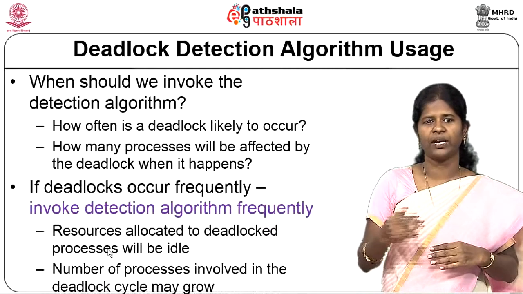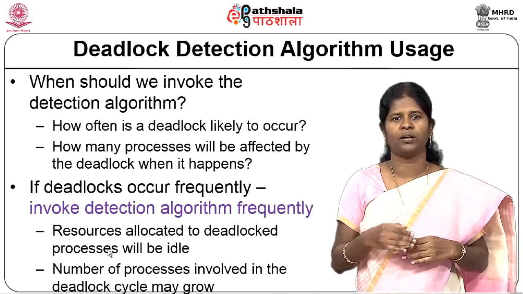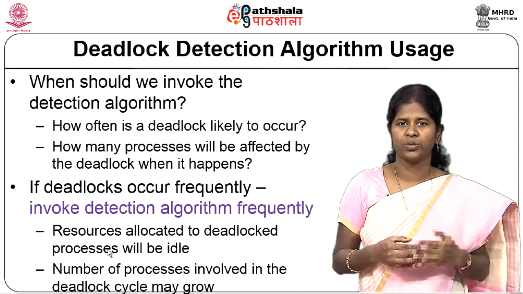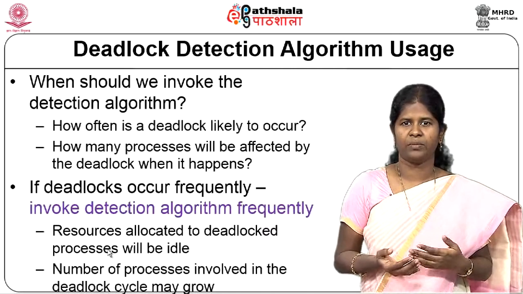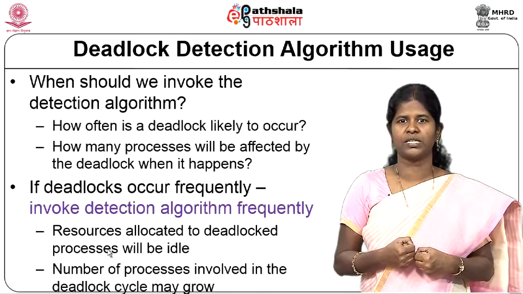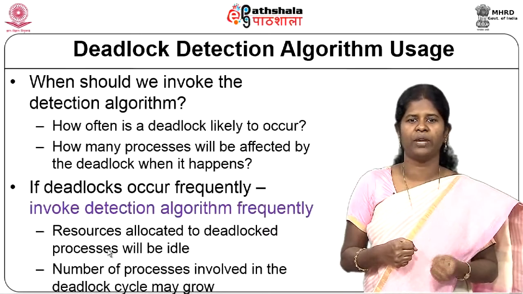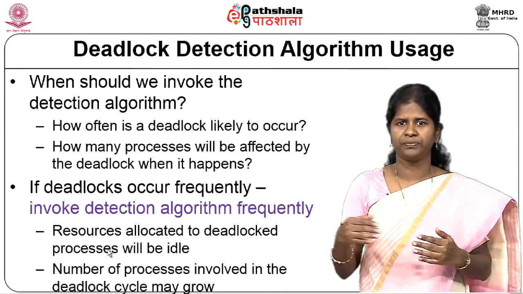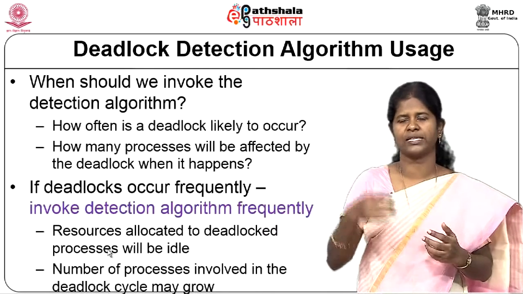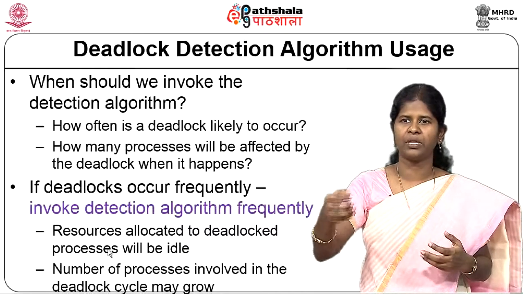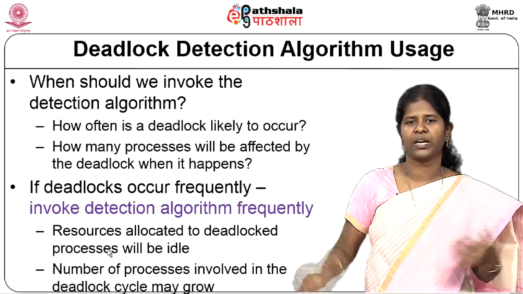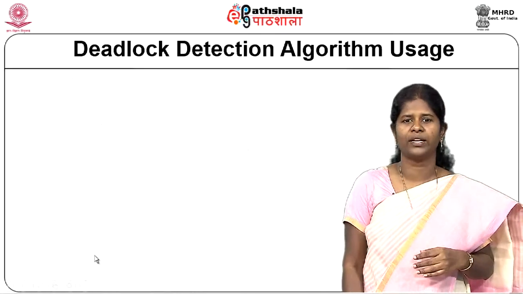If the deadlock happens very frequently, then you need to invoke the deadlock detection algorithm very frequently, because the resources allocated to the deadlocked processes will be idle. The processes are deadlocked, they are not doing any useful work, but they are also holding some resources which they are not using at all. So, the resources will be idle, and in due course of time the deadlock will grow. This process is deadlocked, waiting for some resource held by another process, and in due course some other process will wait for some resource held by the first process, and so on, and the number of processes involved in the deadlock cycle will grow.